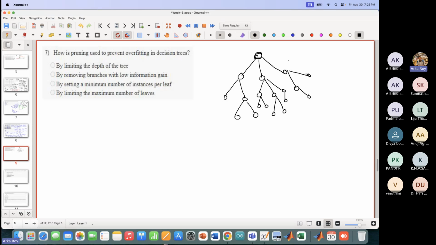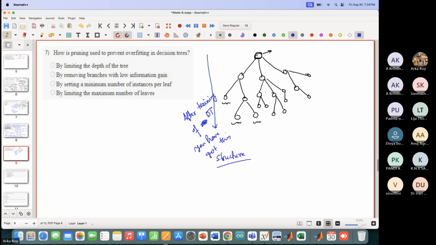So let's say this is what your decision tree looks like, where this is the root node, and these are the leaf nodes, where we do the classification. Now, after training of the decision tree, you have got this structure.